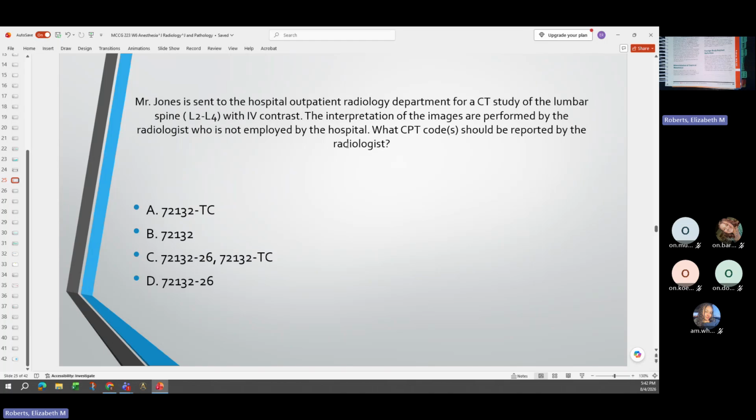Now let's just scan this note up here and ask, what component are we billing for? Mr. Jones is sent to the hospital outpatient radiology department for a CT study of the lumbar spine with contrast. The interpretation of the images is performed by the radiologist who's not employed by the hospital. What CPT code should be reported by the radiologist? The radiologist, as it says right here, is performing the interpretation of the images. He's not employed by the hospital. He's only doing that interpretation component. Exactly. Good job. We're only billing modifier 26. That's it, right?